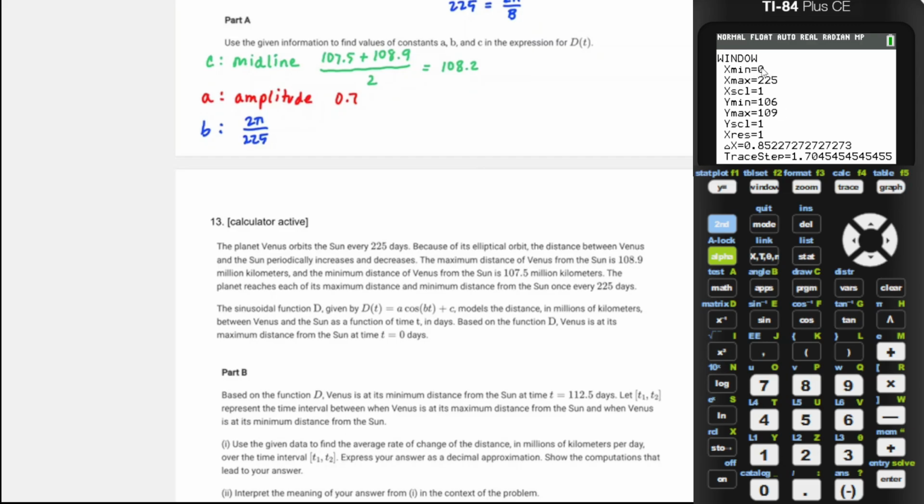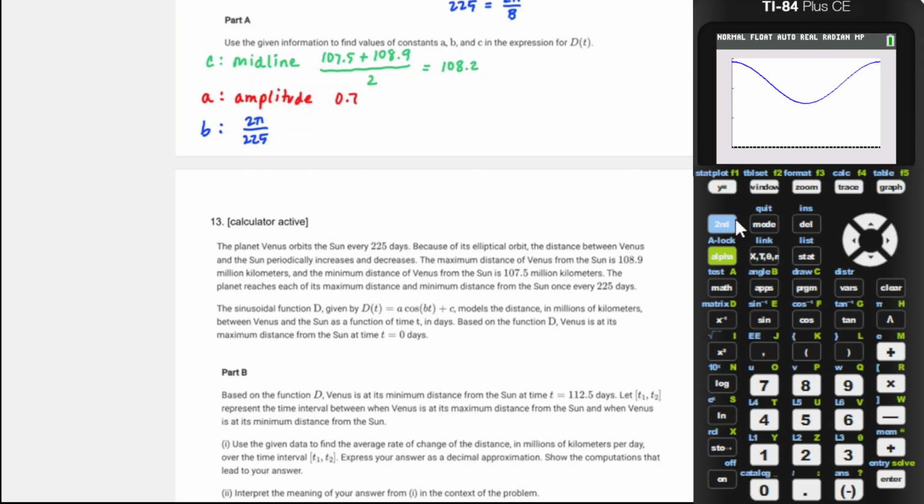I think this will be a much more natural window, x running from 0 to 225 and y running from 106 to 109. I think that would be a little bit more like it. And then I'll be able to find the maximum, which I know is at t equals 0, the minimum they already told me about, and then I can get some values from that. Okay, there we go. That's a graph of 1 period. I don't even know that was all that necessary, though, because we're going to find the average rate of change of the distance in kilometers per day. So we just need to find, okay, the minimum was at t2. So that's right down here at the bottom.